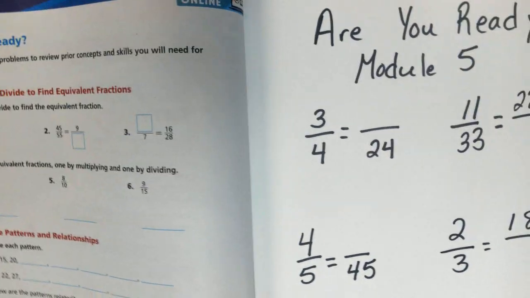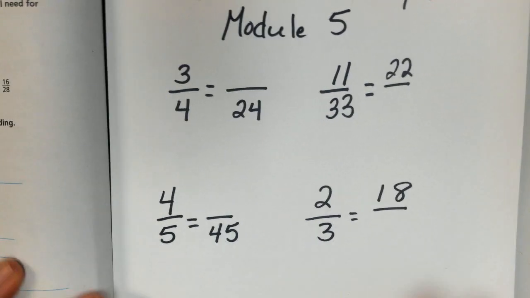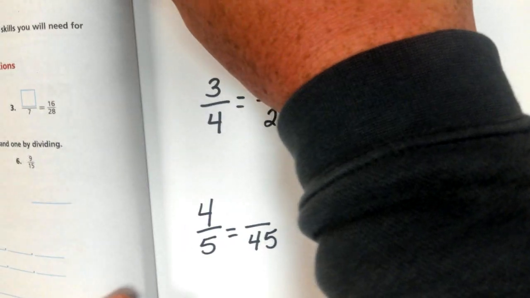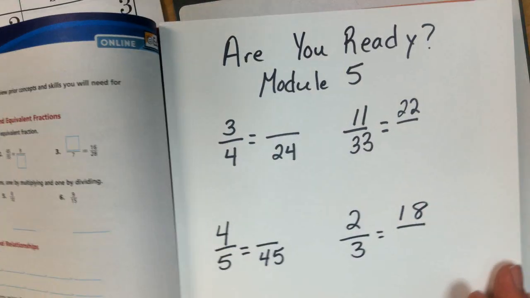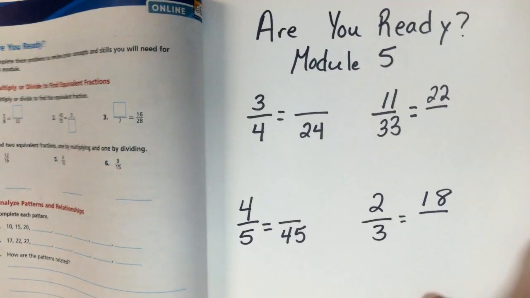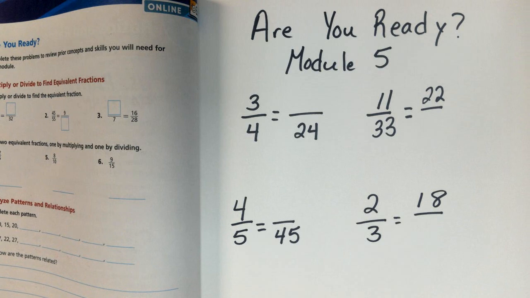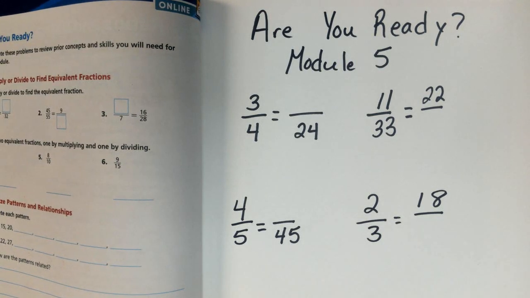Now, if you flip your page in your math book, you're going to see the page titled, Are You Ready? On page 138. So this is the page that you're going to be doing. I just did a couple of examples on this page because I want you to make sure that you feel comfortable doing these types of comparisons before you get started.